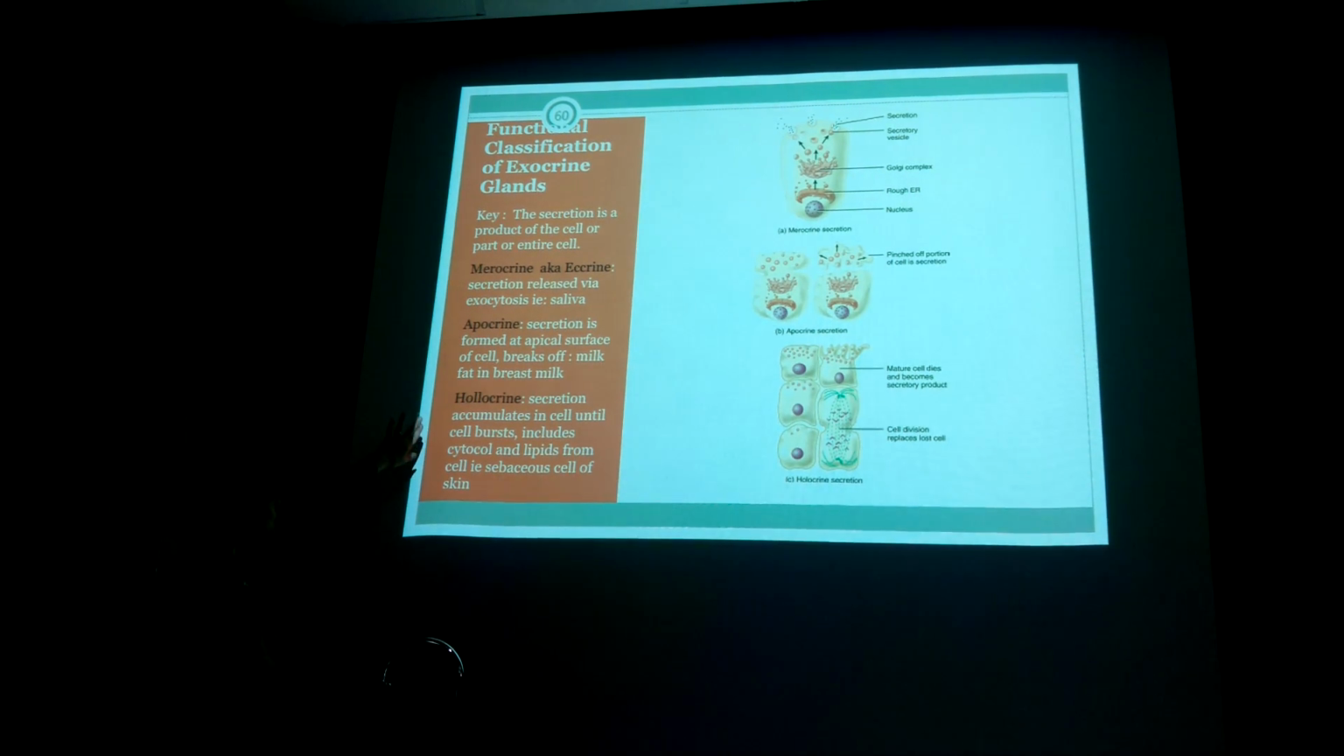So the secretion accumulates until the cell bursts, and then it releases not only the whole cell, but the lipids and everything else. An example would be the sebaceous glands in our skin. These release that oil. The sebaceous glands have an oil that is released in our skin. We actually have a couple of different kinds of sebaceous secretions from our skin.